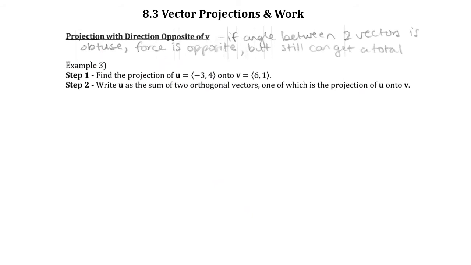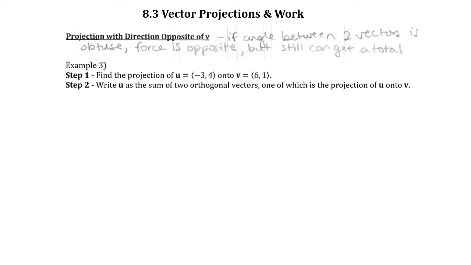All right, one more example. Same process, but in this case, if the angle between two vectors is obtuse, the force is the opposite, but we can still get a total force. So the force is going to be affected by the angle being in the opposite direction, but we're still going to figure out the projection of the vector onto the other. All right, so we're going to find this projection here.